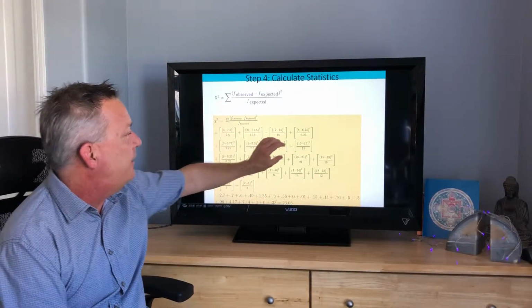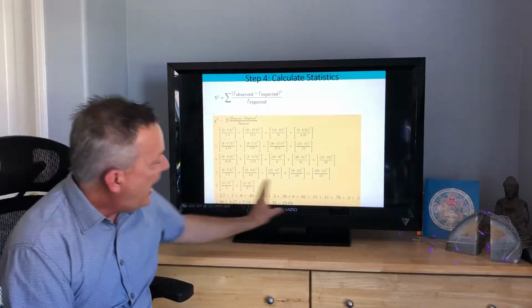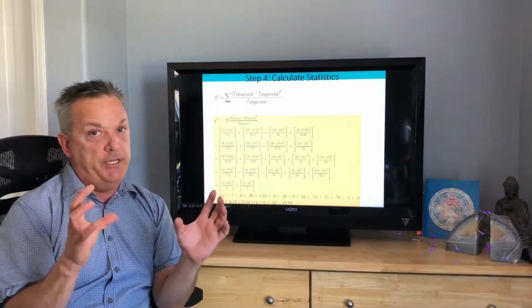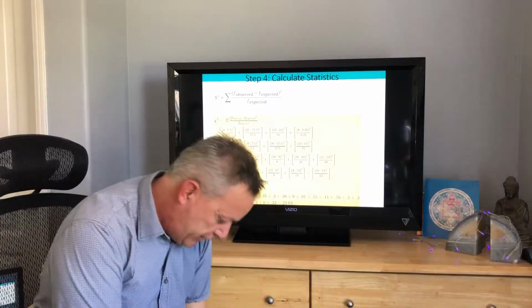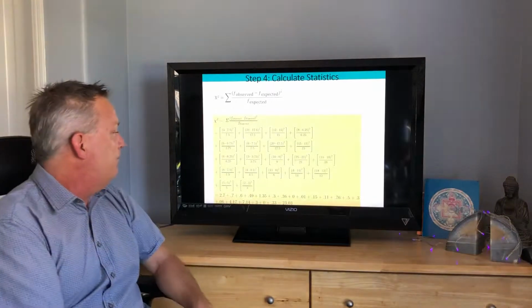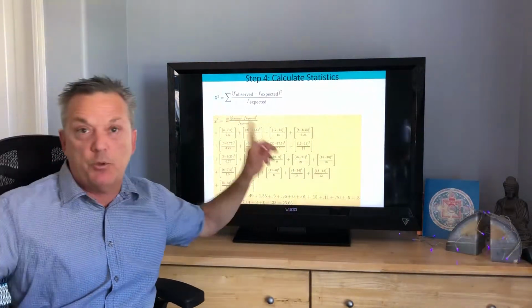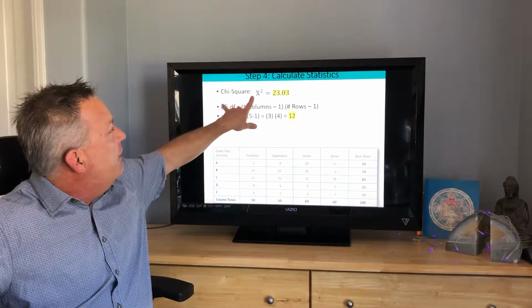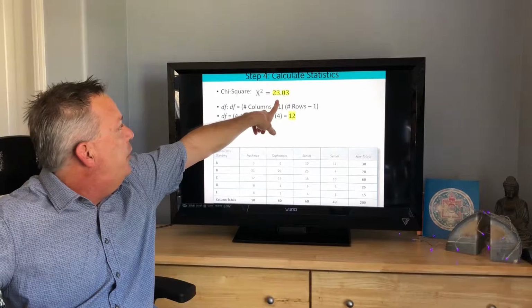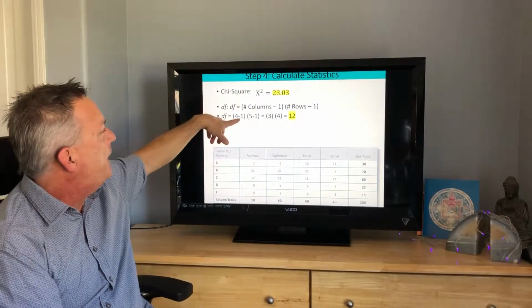I did the freshmen. This is the sophomore, juniors, and seniors. Add them all up using your PEMDAS, right? Parentheses, exponents, multiplication, division, addition, and subtraction. And then you get 23.03, which is your chi-square value. Chi-square value, 23.03 right here, and you have the degrees of freedom.